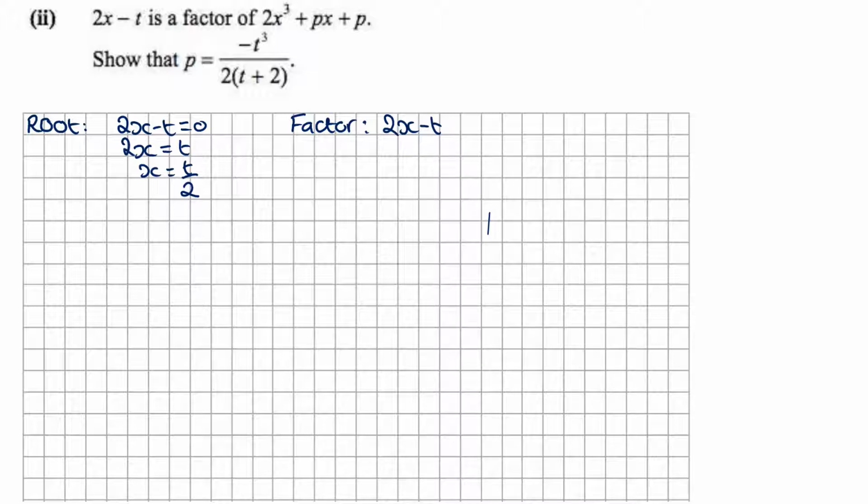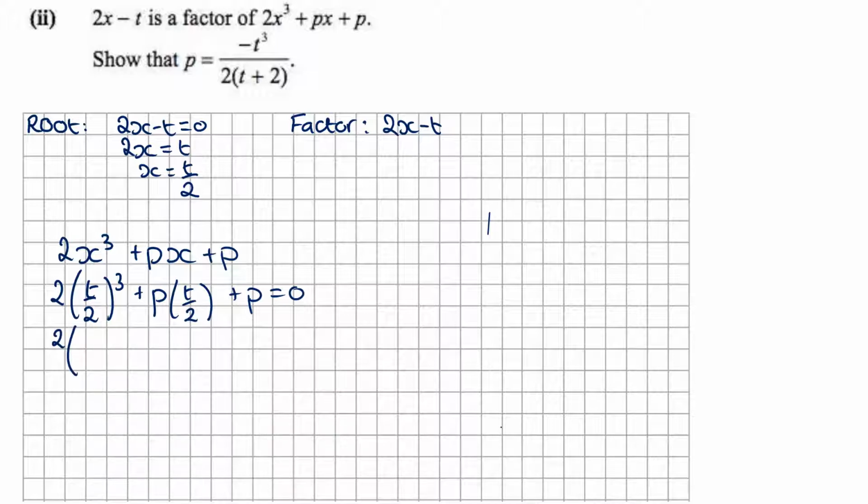Now, if you do the long division, that's fine. I'm not going to do it here, but I am going to use the idea of the root. So I have 2x cubed plus px plus p. So when I sub in t over 2, everywhere there's an x, it will equal 0. Now, that is much more straightforward than trying to work with the long division. So the first thing we're going to do is we're going to cube out these fractions. That's t cubed over 8 plus pt over 2 plus p is equal to 0.